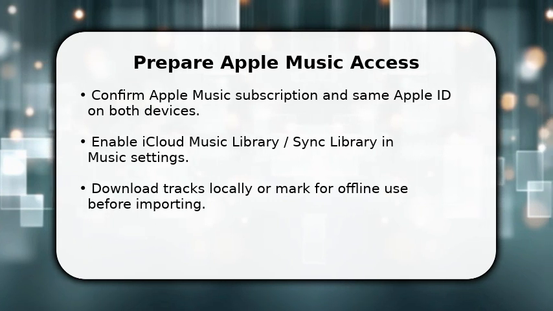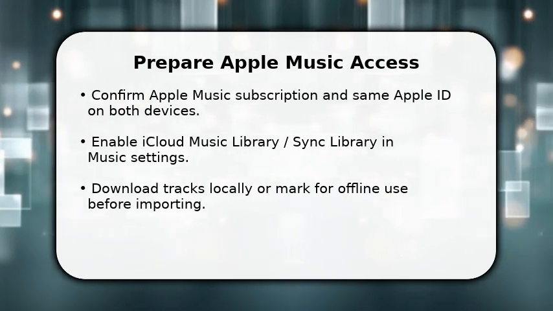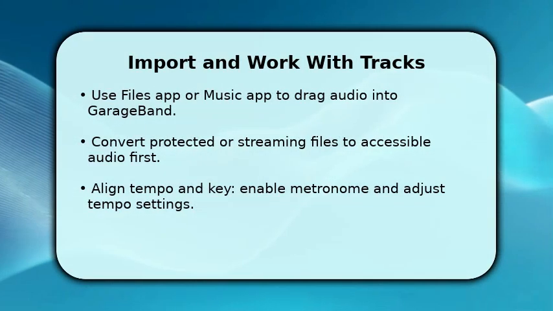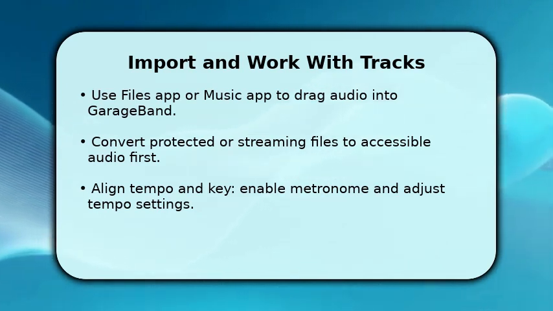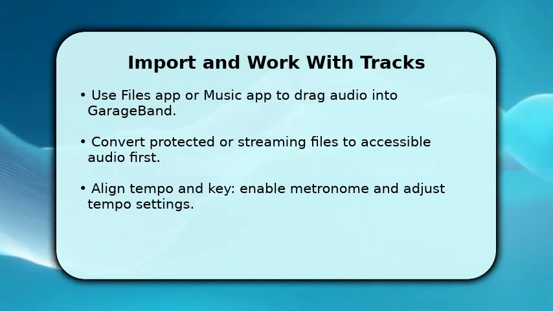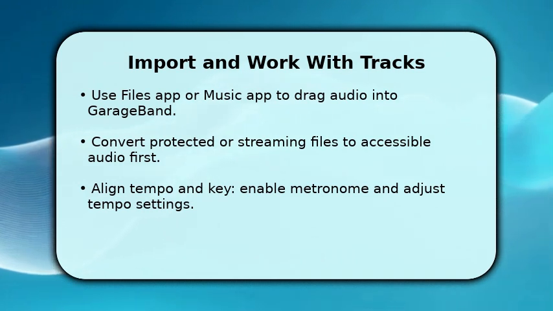Now you'll import the song. Open the Music or Files app, locate the downloaded audio file, and drag it into GarageBand's Tracks area. If a file is protected or streaming-only, convert it to an accessible audio file first. GarageBand won't import DRM-protected content.